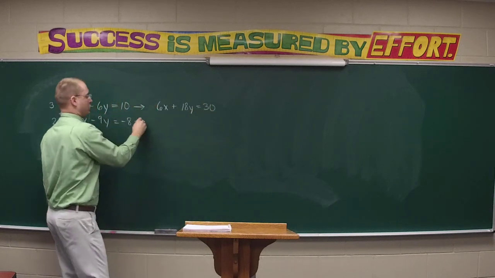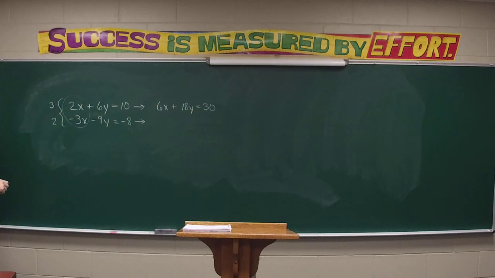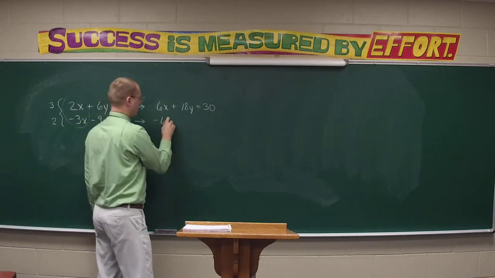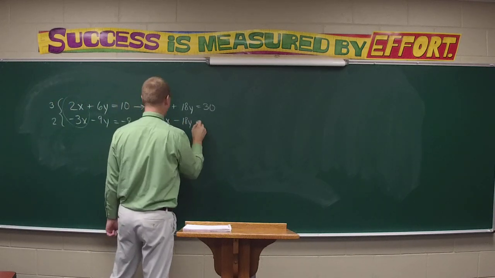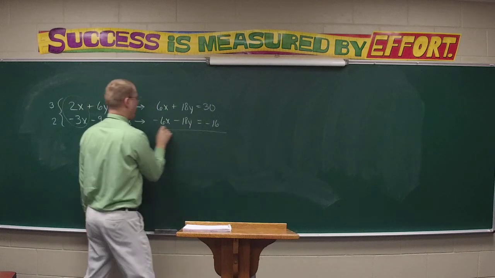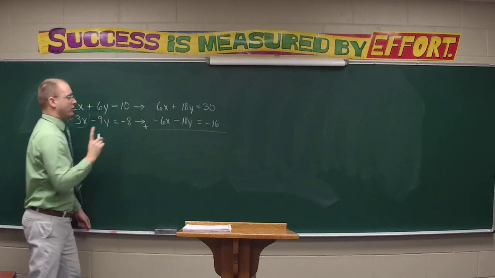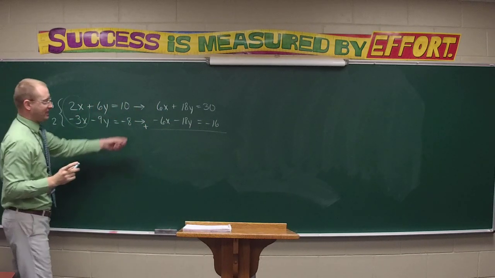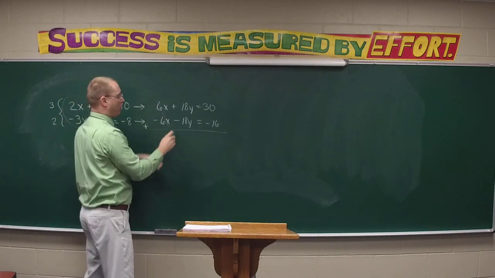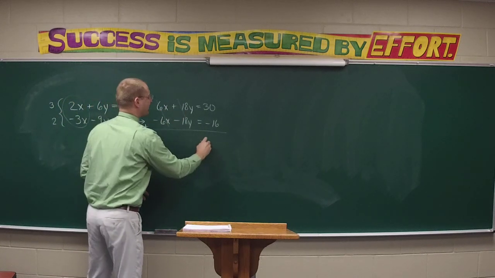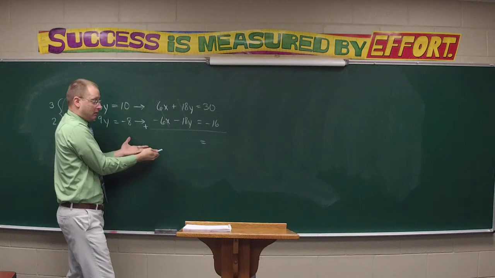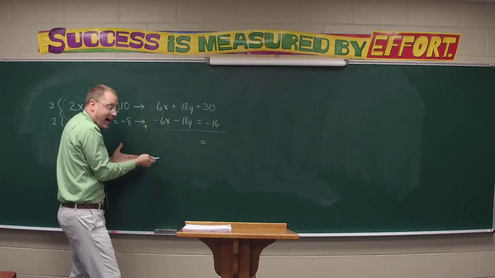And the lower equation is going to become what, Brandon? -6x, -8, -18y equals -16. And then when I add the equations together, notice what happens. My x's, class, my y's, literally what is left on the left-hand side?